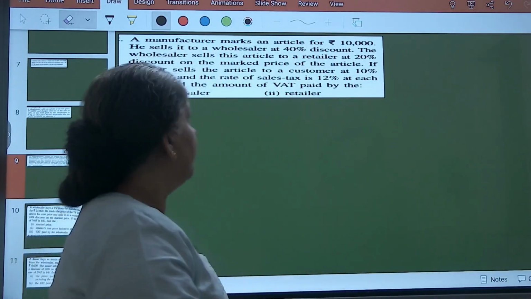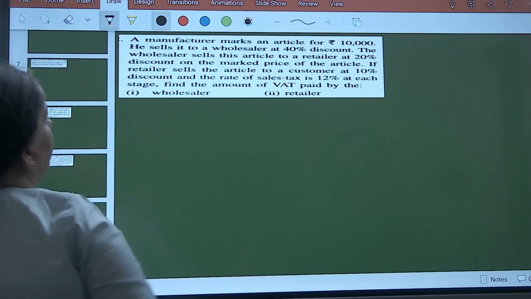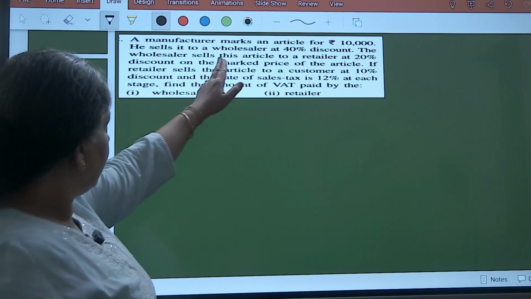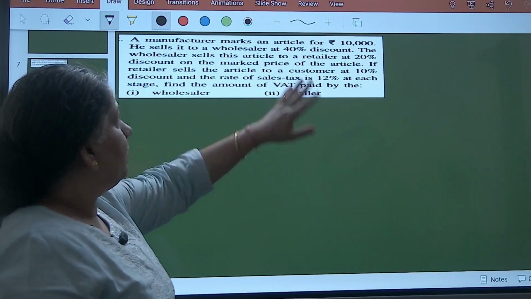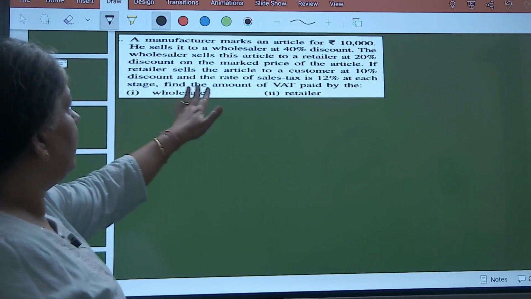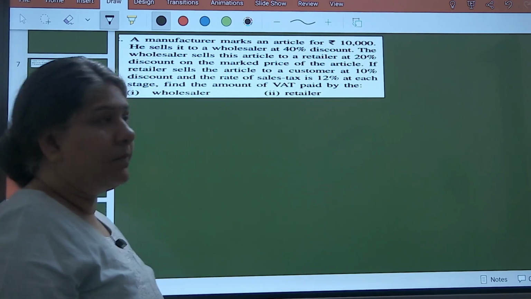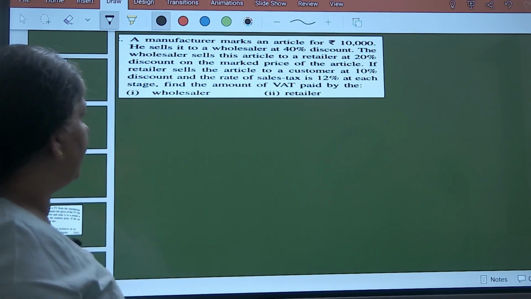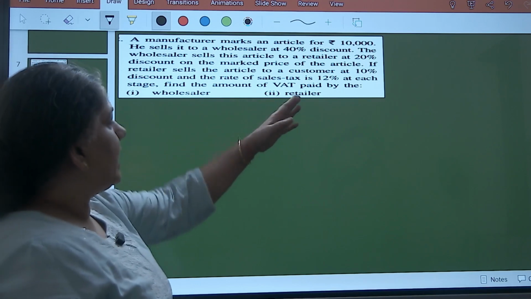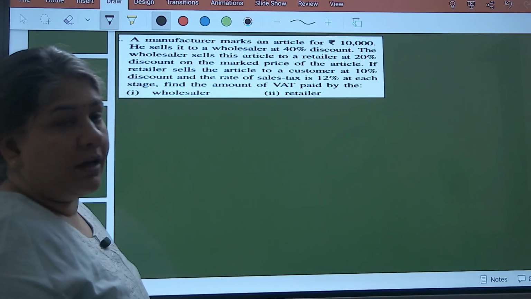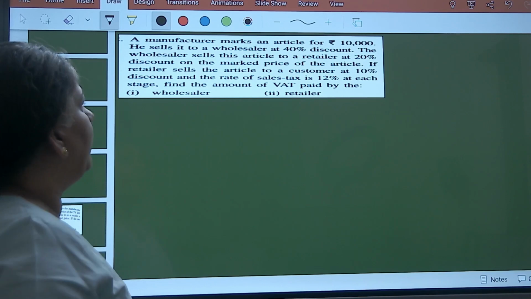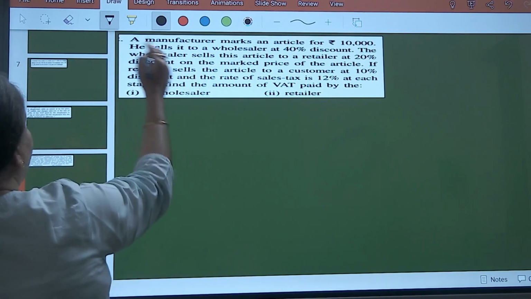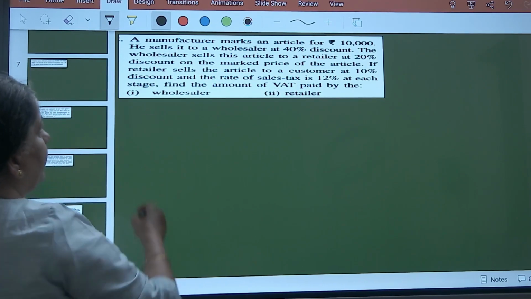Now let's see this question. See, it says a manufacturer marks an article for rupee 10,000. He sells it to the wholesaler at 40% discount. The wholesaler sells the article to the retailer at 20% discount, and the retailer sells the article to the customer at 10% discount. And the rate of sales tax is 12% at each stage. Find the amount of VAT paid by the wholesaler and the retailer. Again, we'll break down this question into different steps.